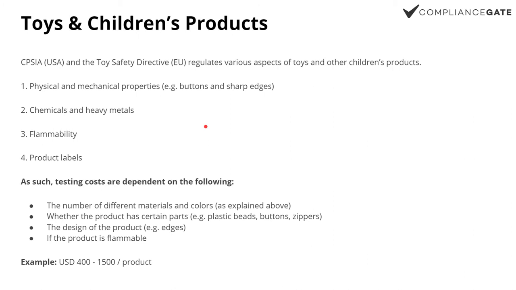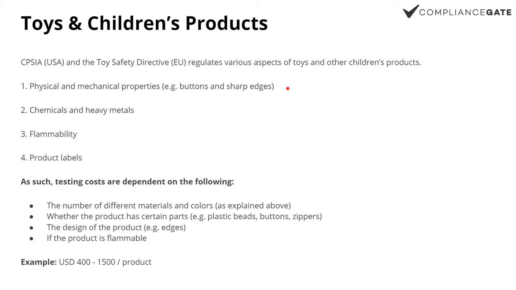Now, when it comes to regulations like CPSIA in the US or the Toy Safety Directive in the European Union, they do regulate substances. So everything I just mentioned about the number of components and colors and the types of materials, all of that applies. But also a number of other factors factor into the cost calculation, and that is physical and mechanical properties. For example, does your product have any buttons or potentially parts it could break off, sharp edges, or sharp parts?